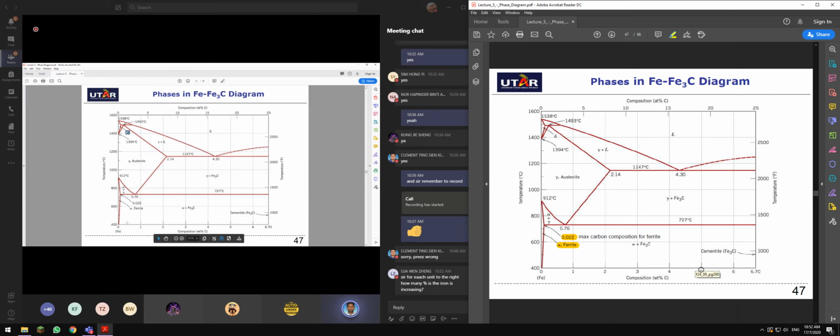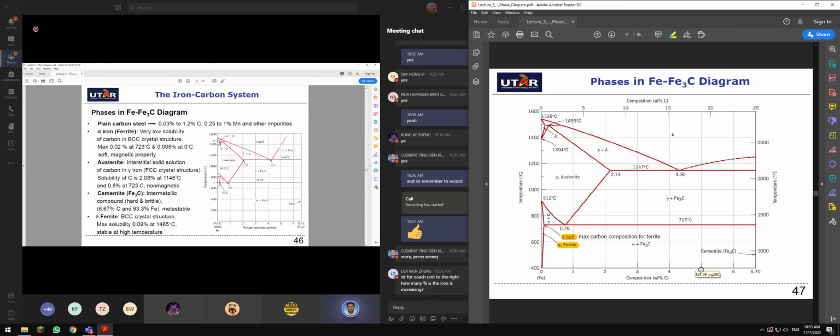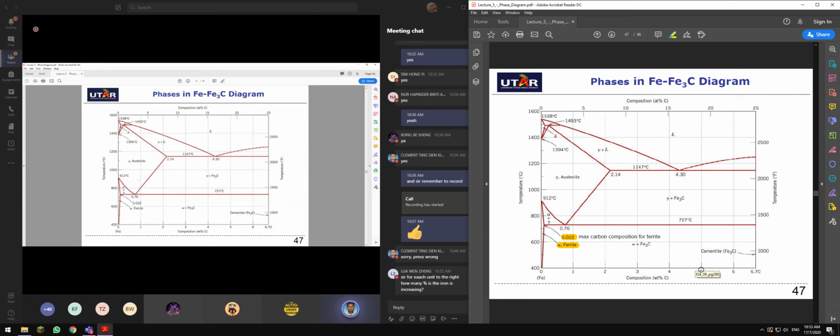And when you add the carbon content, this alpha iron will become alpha iron plus cementite. As the temperature increases, these are ferrite regions, guys, this is the ferrite region. As the temperature increases, pure iron changes its phase into austenite microstructure, which is FCC. And when you add more carbon into it, it becomes austenite plus cementite.